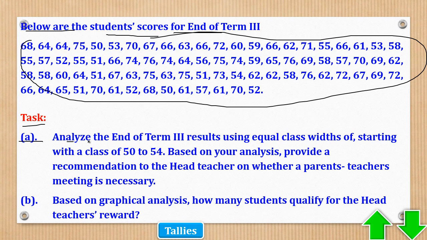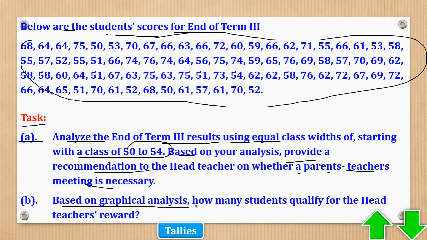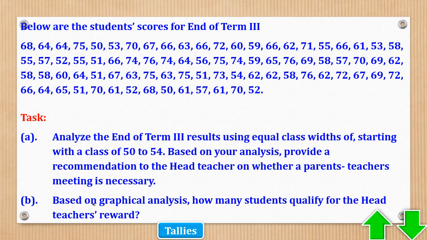Task Part A: analyze the end of term 3 results using equal class widths, starting with a class of 50 to 54. Then based on your analysis, provide a recommendation to the head teacher on whether a parents-teachers meeting is necessary. Then Part B: based on graphical analysis, how many students qualify for the head teacher's reward? So shall I begin with Part A?